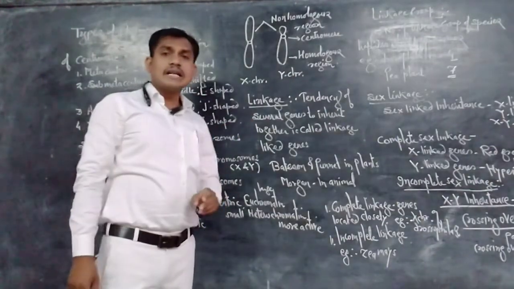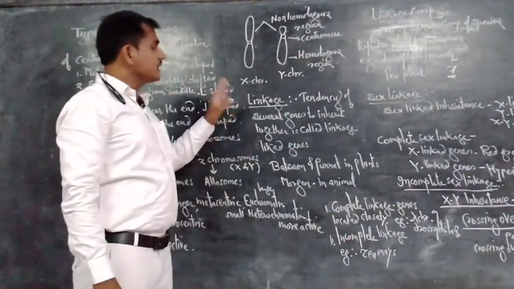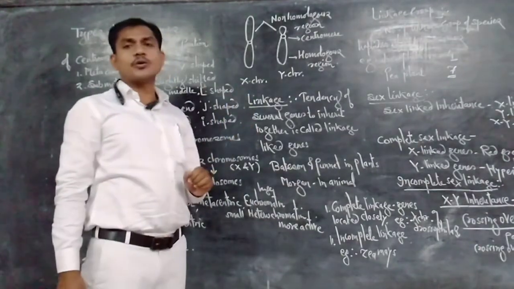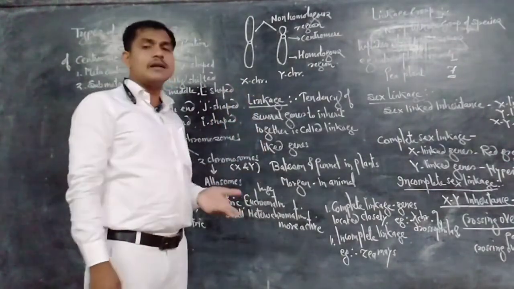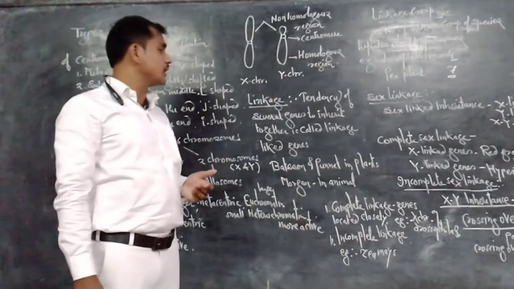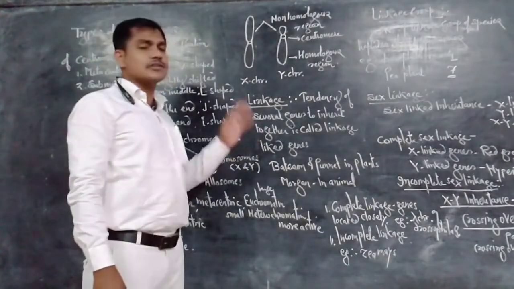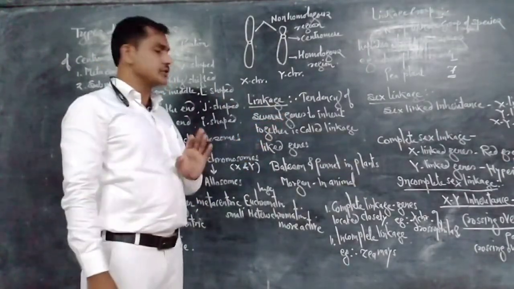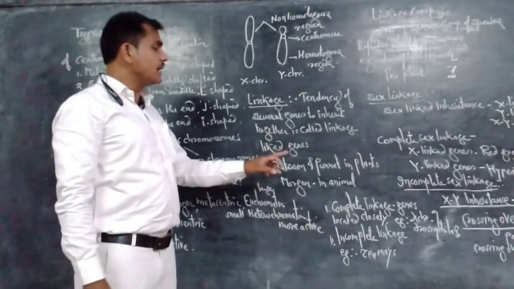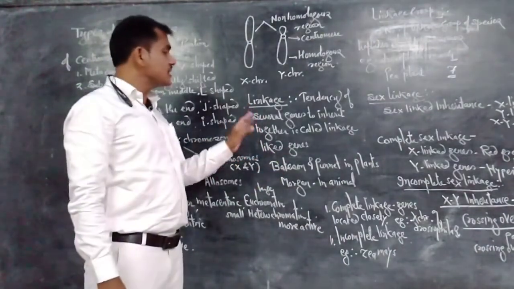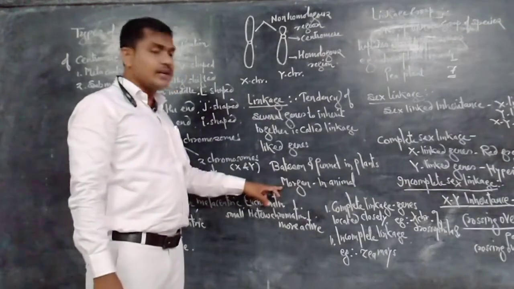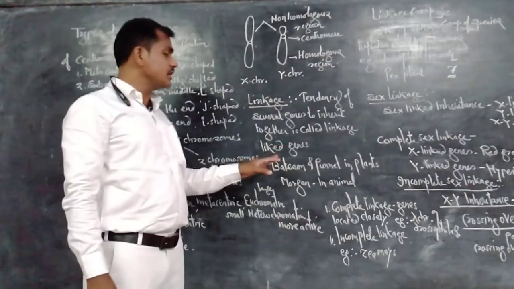Next one is linkage. Linkage is the tendency of several genes present on a chromosome to be inherited together, forwarded together from generation to generation. This is called linkage, and such genes are called linked genes. Bateson and Punnett first discovered linked genes in plants, while Morgan discovered such linked genes in animals.